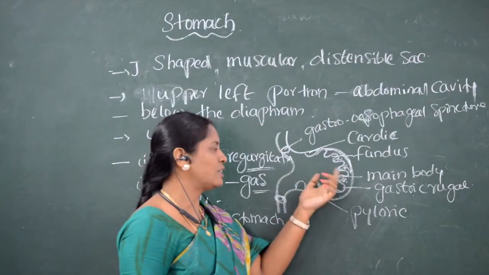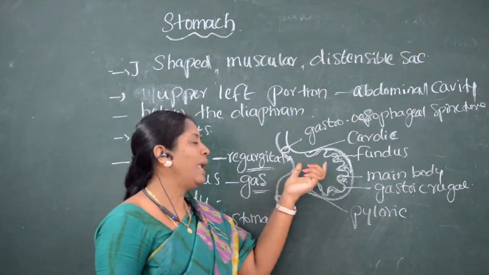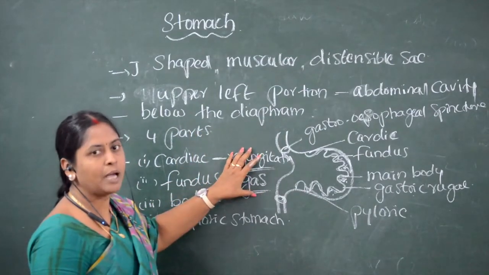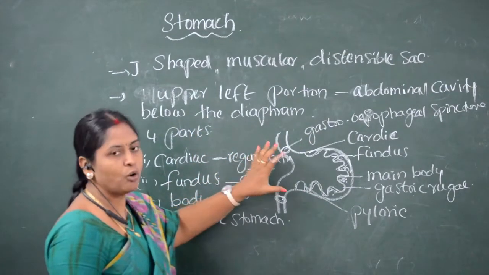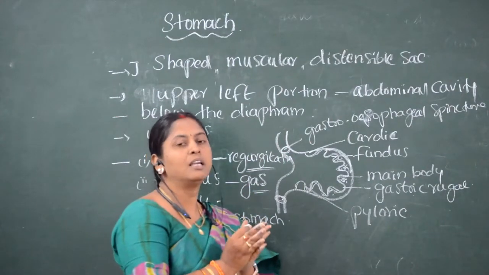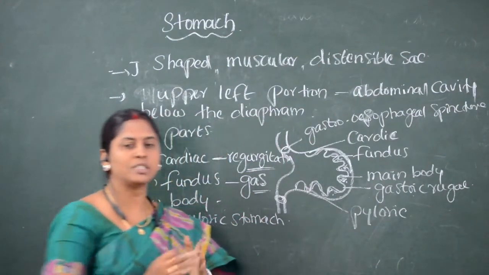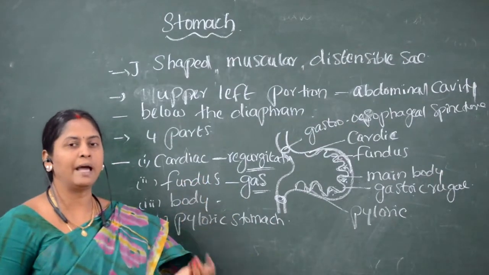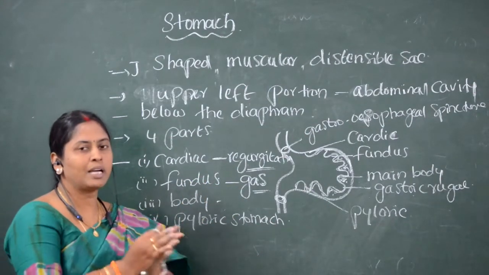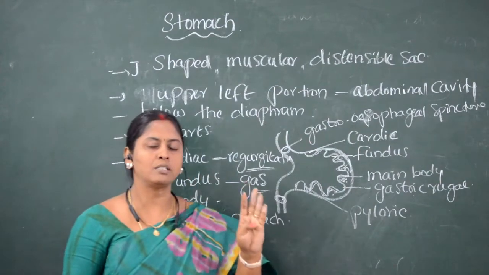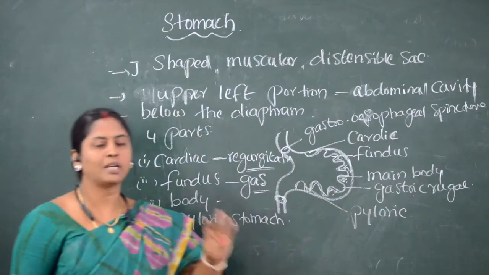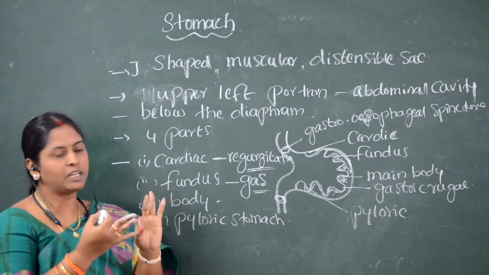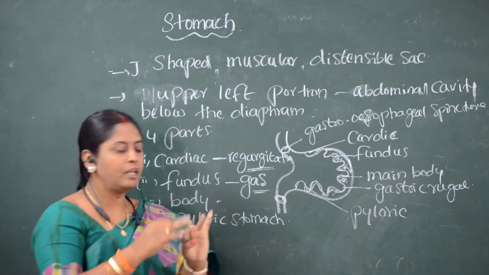The gastric glands only secrete the enzymes. The stomach is a J-shaped muscular chamber, which we call a distensible sac, located towards the left upper portion of the abdominal region below the diaphragm. The stomach consists of mainly four parts.